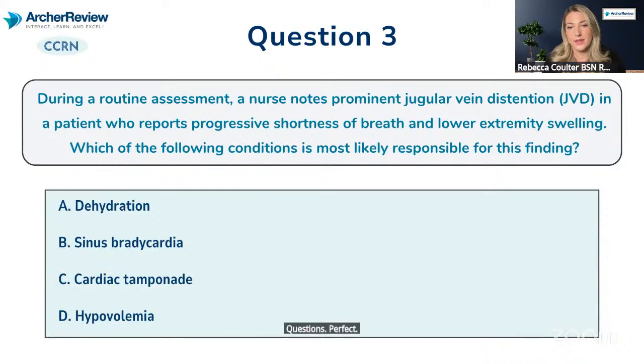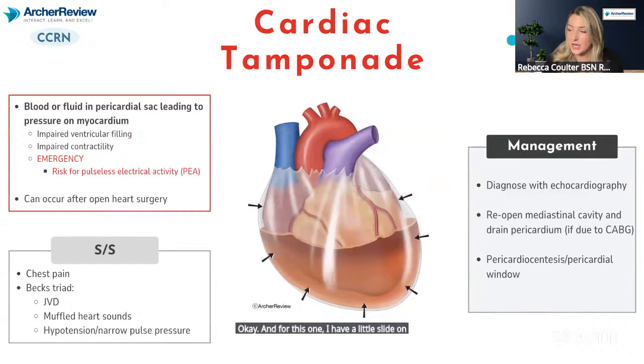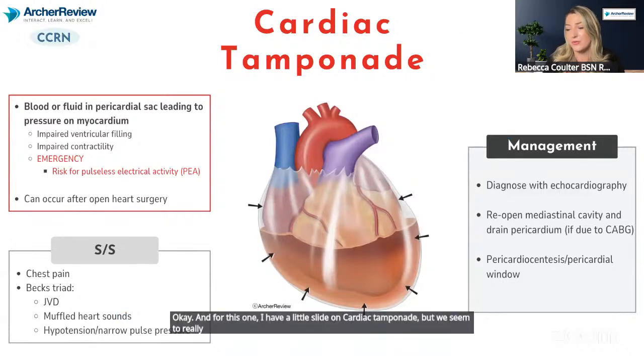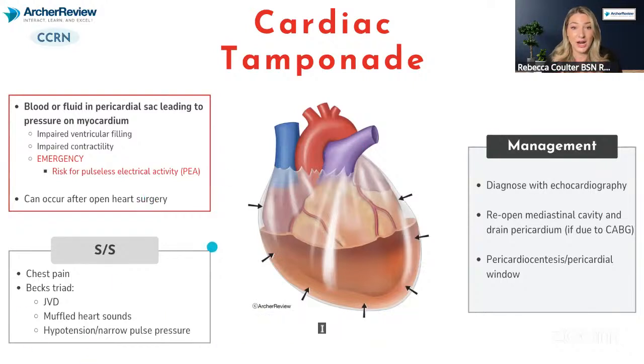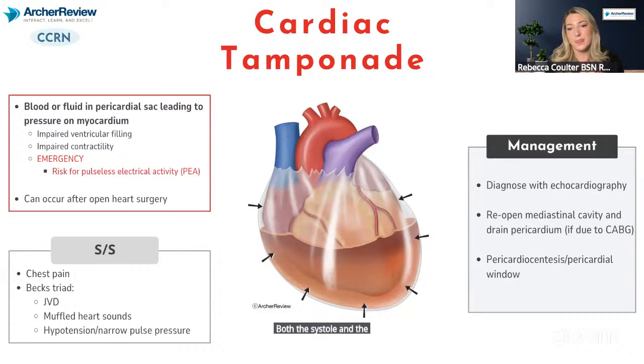Okay. For this one, I have a little slide on cardiac tamponade, but we seem to really understand that one pretty well, which is great. I didn't even mention this: Beck's triad for cardiac tamponade includes JVD, jugular venous distension, muffled heart sounds, and hypotension and narrow pulse pressure. Narrow pulse pressure, because with cardiac tamponade, we're restricting both phases of our cardiac cycle, both the systole and the ability for the heart to fill in diastole.